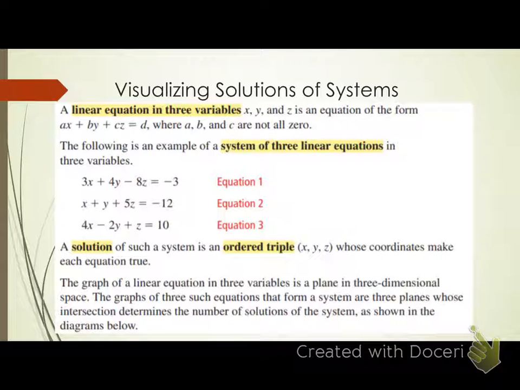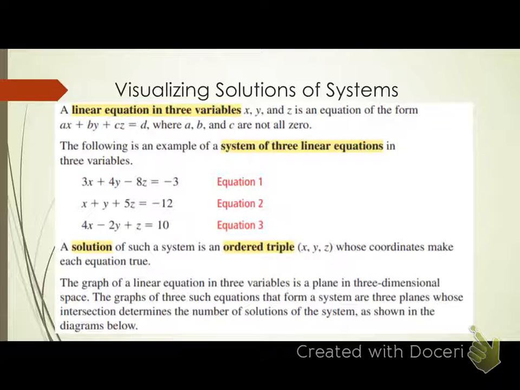Just talking about linear equations in three variables first. A linear equation in three variables, x, y, and z, is an equation of the form ax plus by plus cz equals d, where a, b, and c are not all zero.